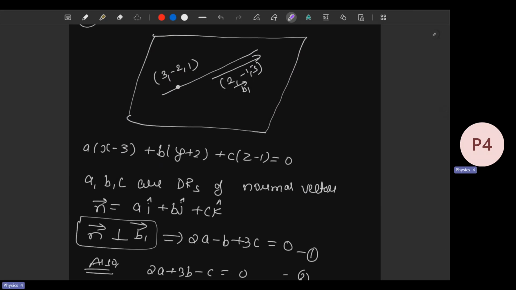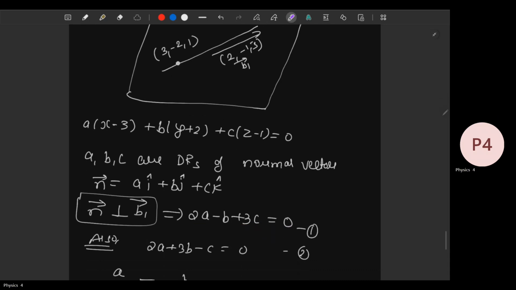Now the normal vector of this plane will make an angle of 90 degrees with a vector in this plane. So the normal vector is perpendicular to b1 vector. So the dot product of the normal vector and b1 vector will be 0. That is 2a minus b plus 3c equals 0.